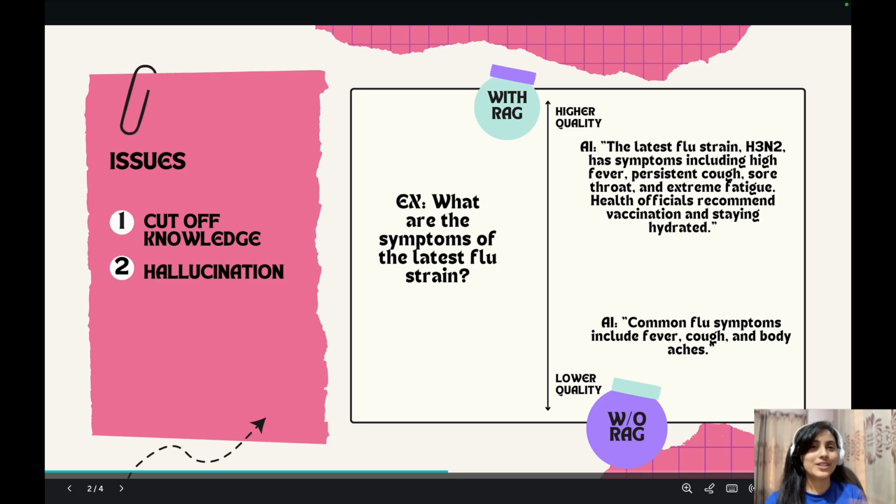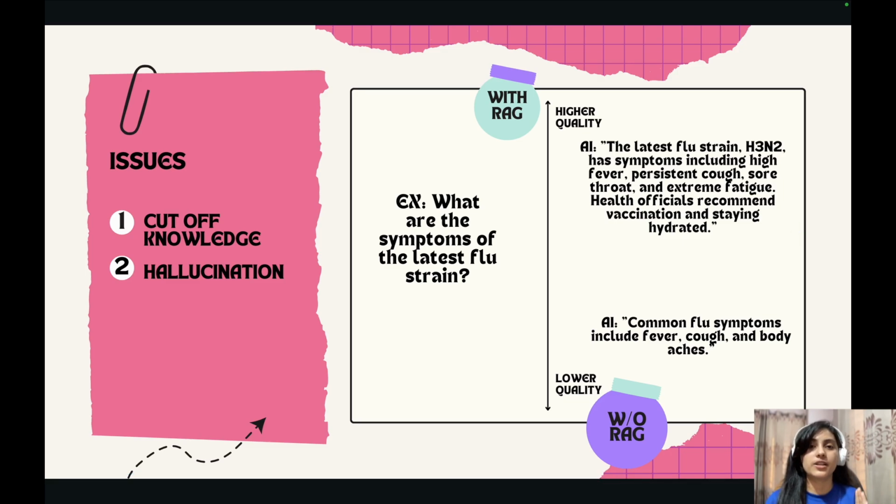First of all, let's see an example. Here we are asking, as a user, what are the symptoms of the latest flu strain. The normal generic answer would be: common flu symptoms include fever, cough, and body aches. But when you incorporate RAG, the response that you get is very different. It is something like a person who has specific domain knowledge in that area is answering this question. You see, it is more specific and more broad. So these are the main problems that RAG solves.